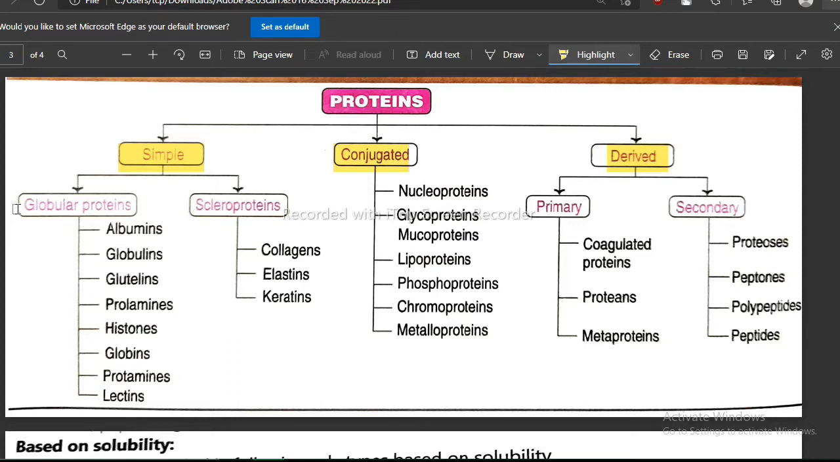And the example, फिर it is further divided as globular protein, and the next is scleroprotein. Scleroprotein के ये examples है, that is collagen, elastin and keratin. Globular के example है, that is albumin, globulin, glutenin, prolamine, histone, globins, protamines and lactins. So these are the simple protein and these are the examples of globular protein.